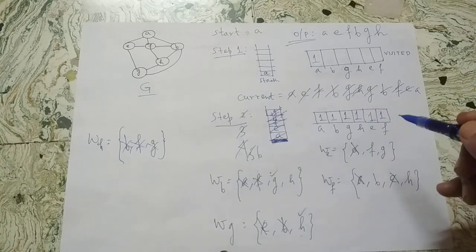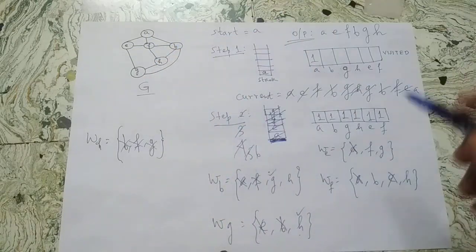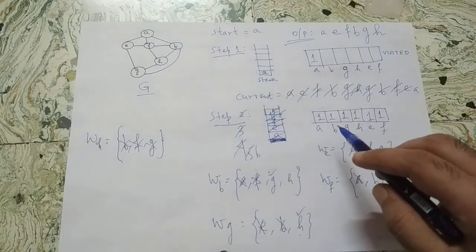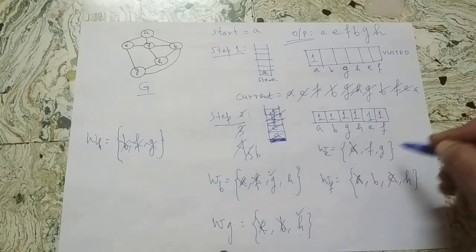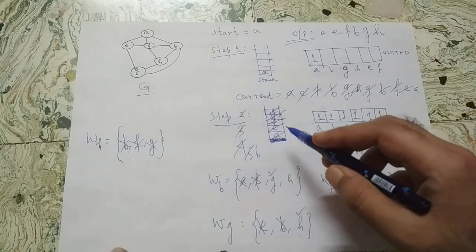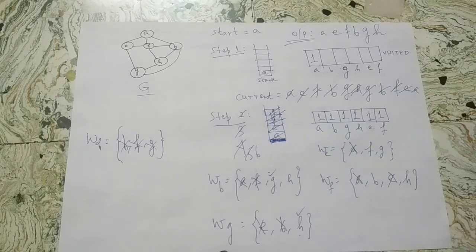What are the adjacent vertices of A? The adjacent vertices of A are E, F, and B. Now all these 3, B, E, and F, have been marked as visited. That means all your vertices have been visited. Now, once your stack becomes empty, there's nothing more you can do, and you will come to the conclusion that your DFS traversal has come to an end.